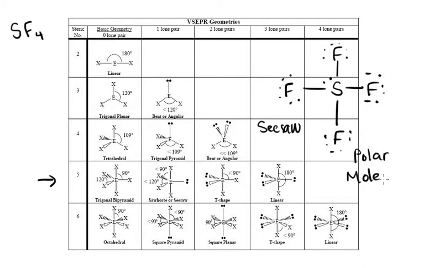So essentially the hardest part about determining geometry is drawing the Lewis structures. That's why Lewis structures are so important as a foundation for bonding in general, because if we get the Lewis structure down, we just need to know some simple geometric rules and then we can just get it. So let's do one last example.